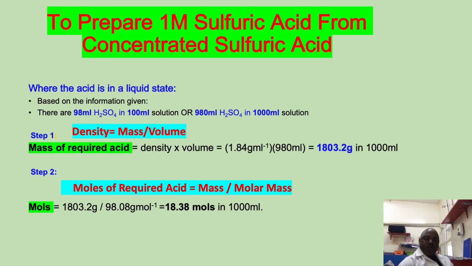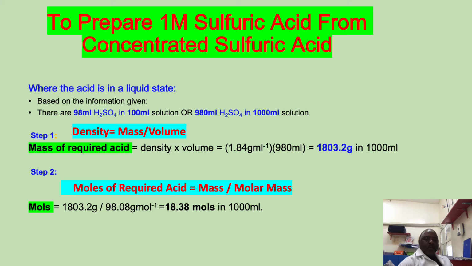That moves us to step number 2, which would be to calculate the moles of the required acid. Given the relation, moles of required acid equals mass divided by the molar mass. The moles would be 1803.2 grams divided by 98.08 gram per mole, and that is 18.38 moles that are in 1000 ml.